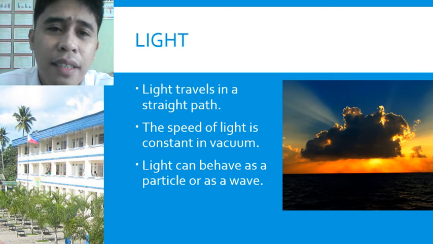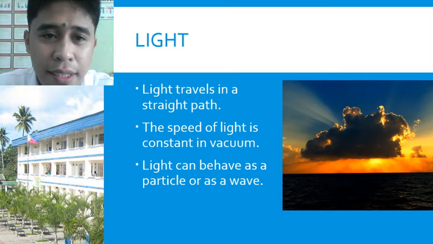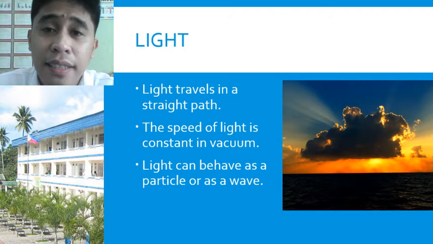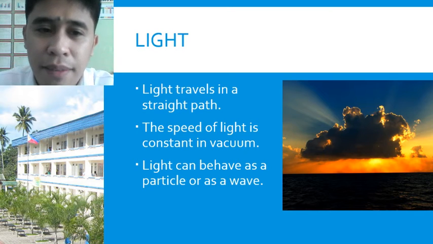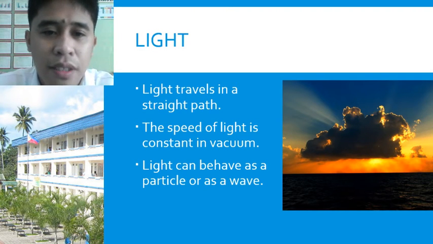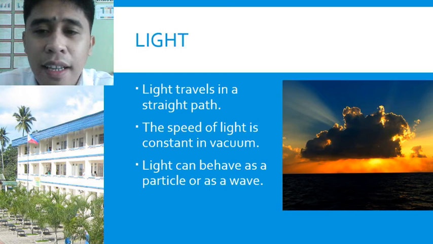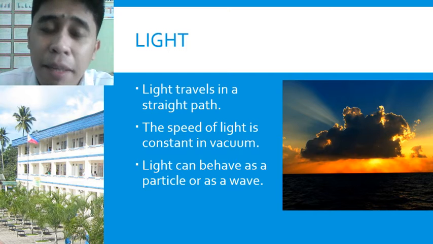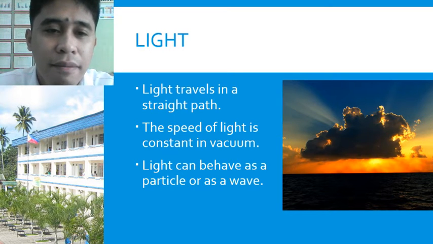Light can behave like a particle too. Being a particle, it carries a quantum of energy. When light travels, it may encounter objects along its way. Three things usually happen when light hits an object. First is absorption. Light will be absorbed by the object. Second is reflection. Light may be reflected by the object which absorbed it. And third, light may pass through that object.